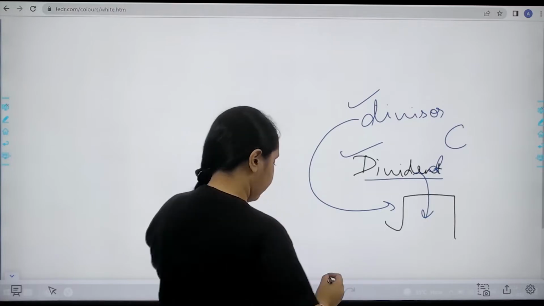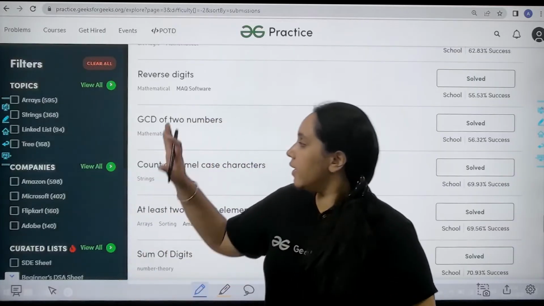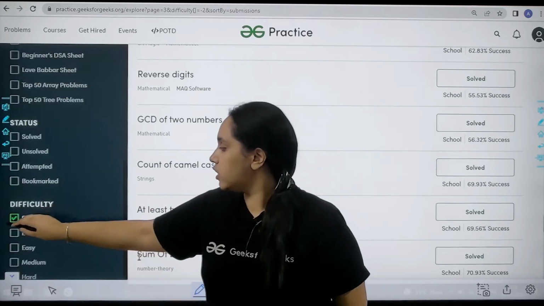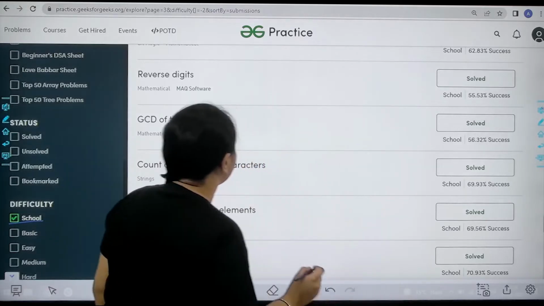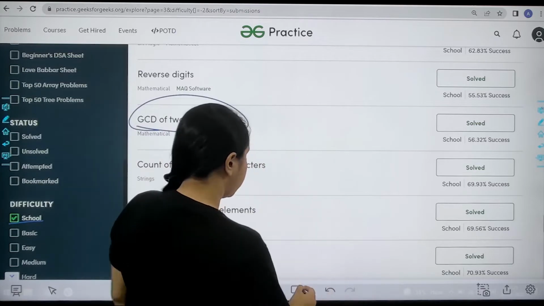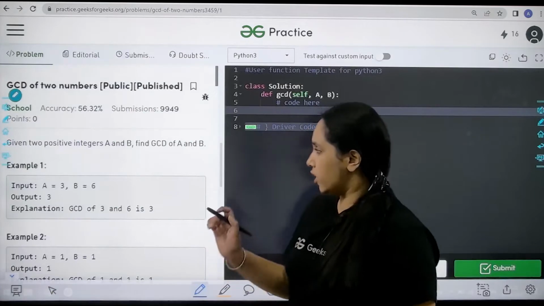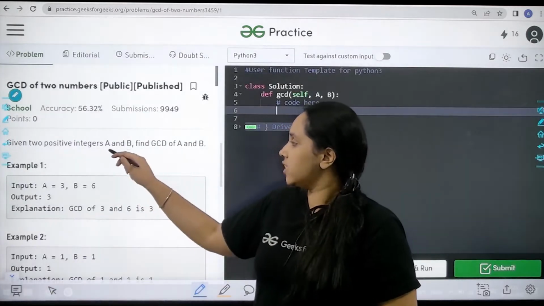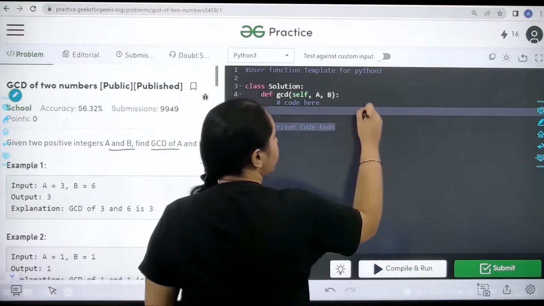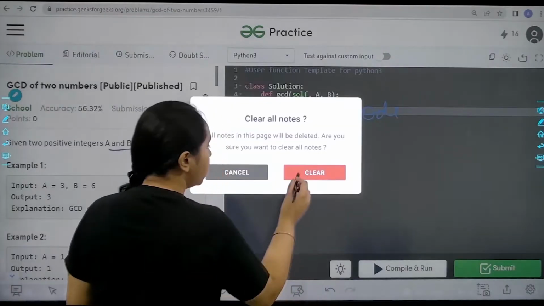So let's start. We need to go to the practice portal, then go to difficulty and choose school, and then find the problem GCD of two numbers. Now let's solve the question. Here is the question: given two positive integers A and B, find the GCD of A and B. We would code over here.